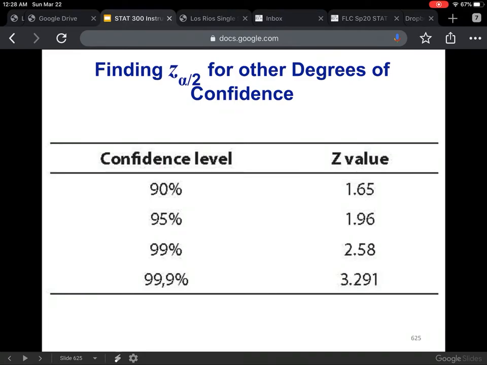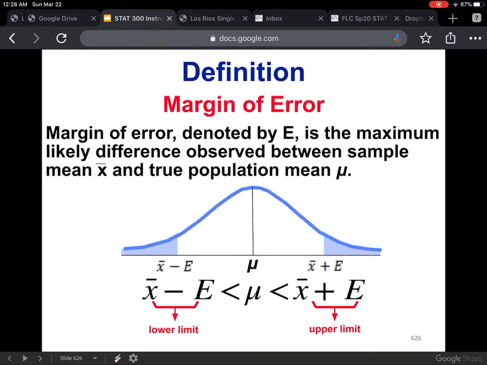And here are some common confidence levels and their corresponding z-values. If we have a 90% confidence level, that means our z-score, the critical value, is going to be 1.645. If it's 95%, 1.96. We just found that one in the previous exercise. And then it keeps going with common confidence levels and their corresponding z-scores. You'll be getting used to those values showing up pretty often.